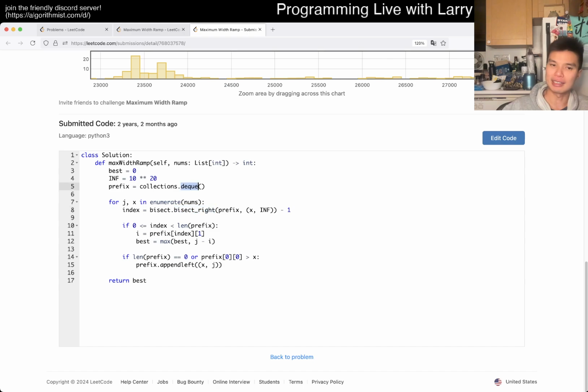Because I think a deque does not give you random access, right? So this binary search, that's what I thought about slightly for a second. But I think a queue doesn't give you random access. So this bisect right is actually very expensive, right? Let me see. Random access Python. Let me Google this.